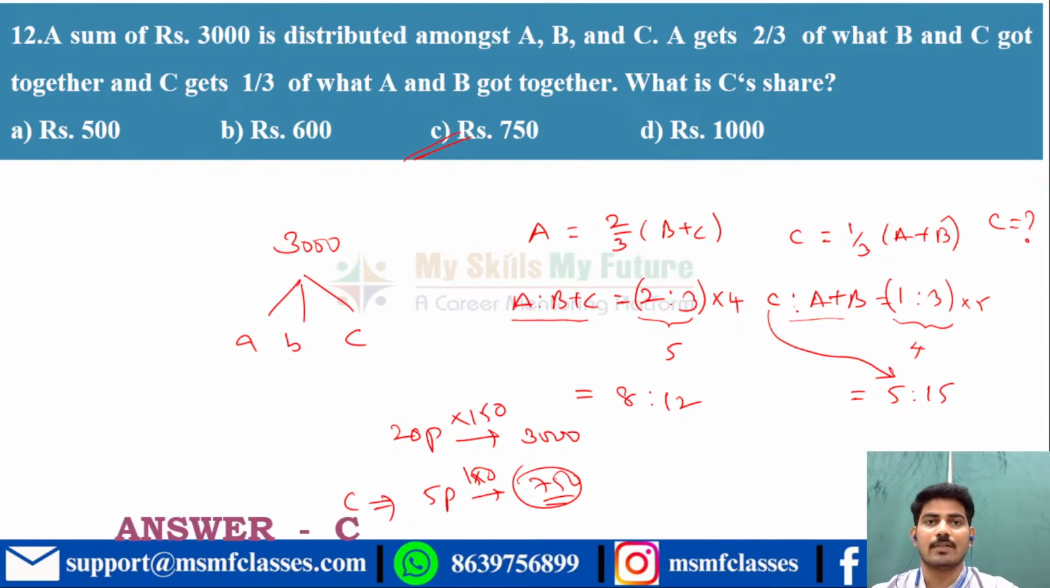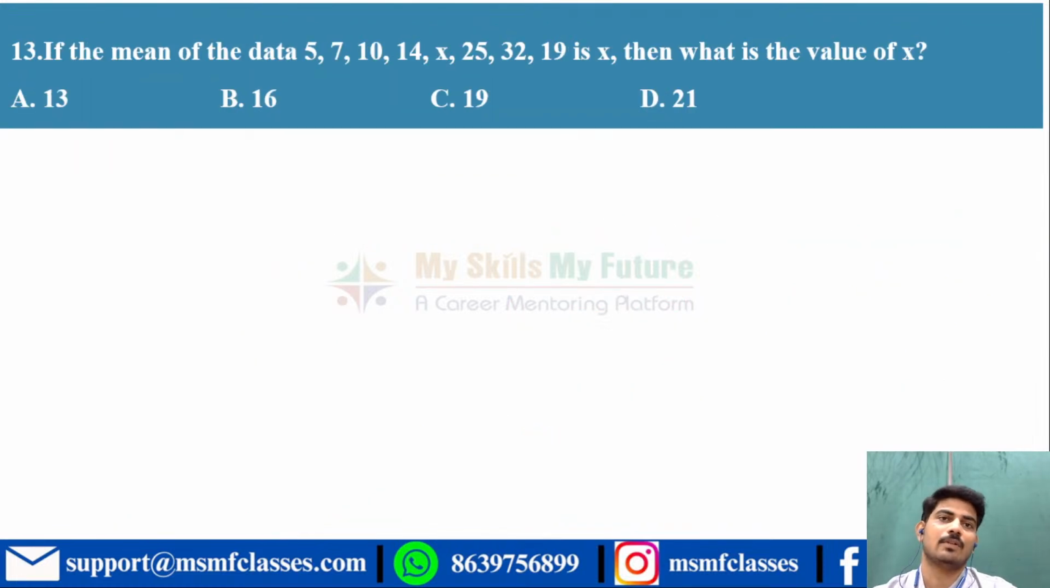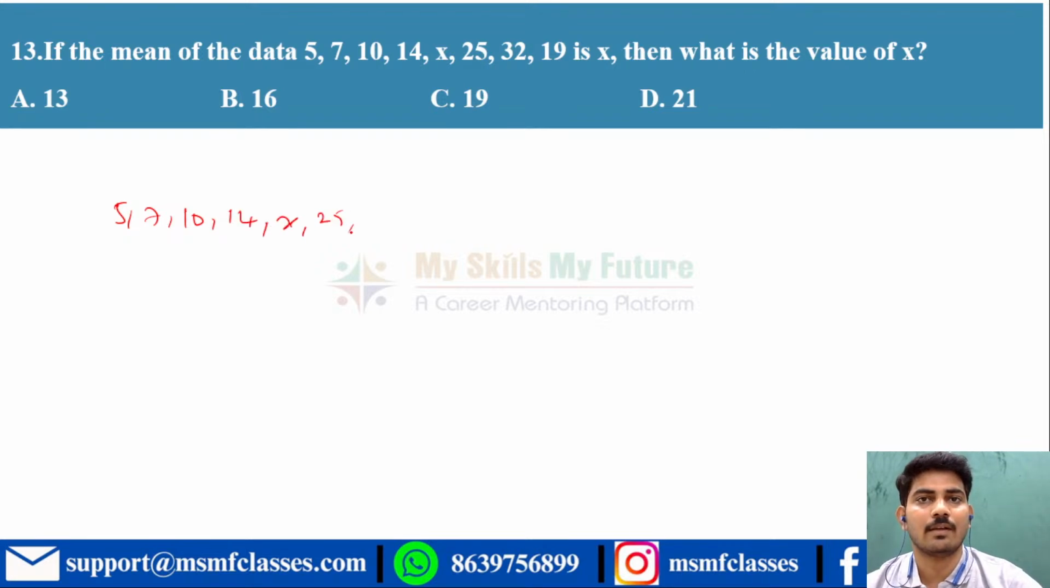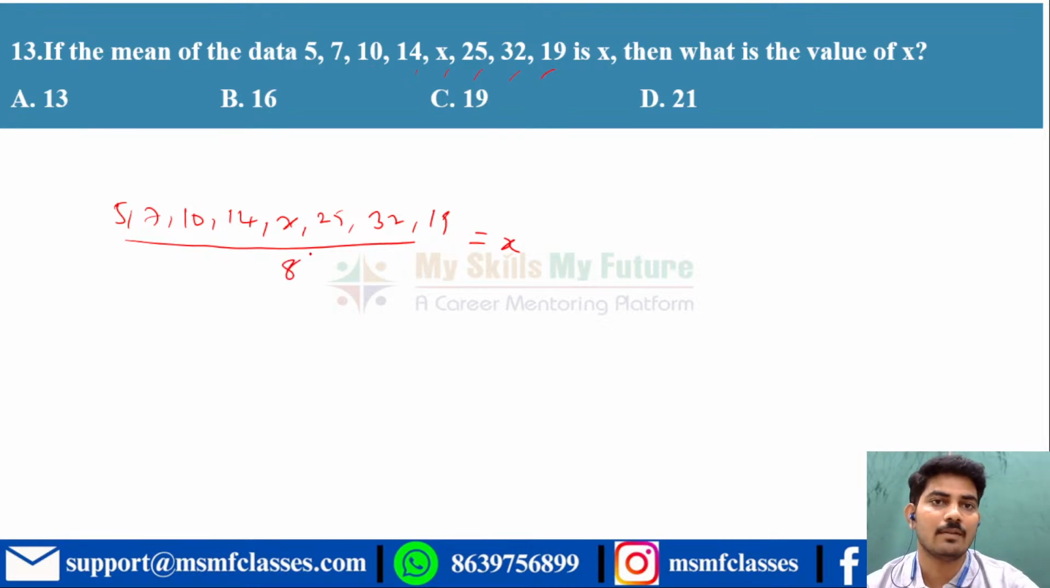Okay, this was the correct answer for this one, and let's move to the next question. So if the mean of the data, mean or average, both are the same here. So what are the values given here? 5, 7, 10, 14, x, 25, 32, 19. For all these values, the average is given as x. So how many values are present? 1, 2, 3, 4, 5, 6, 7, 8. So 8 values are present here.